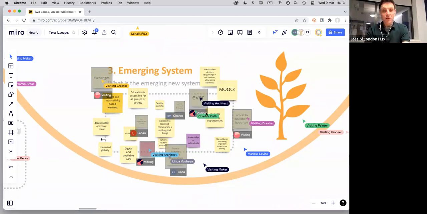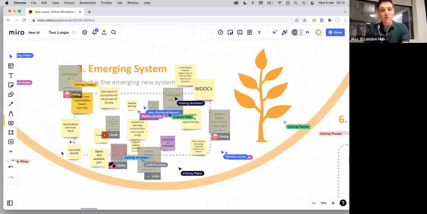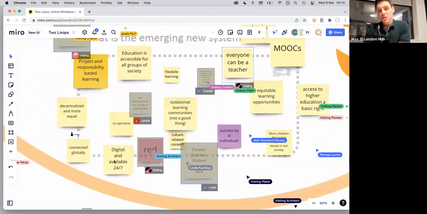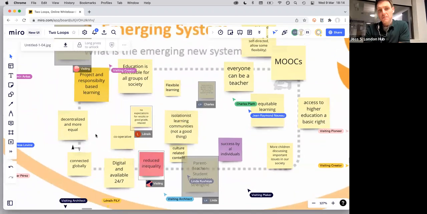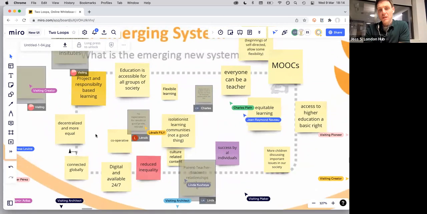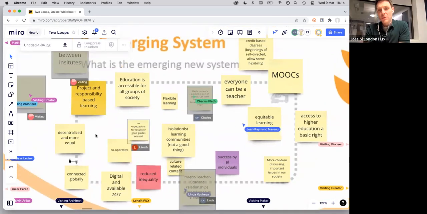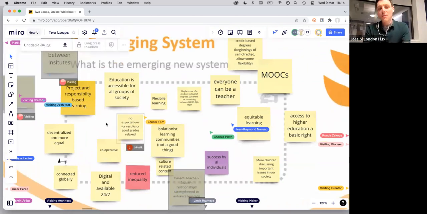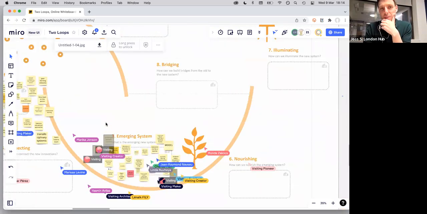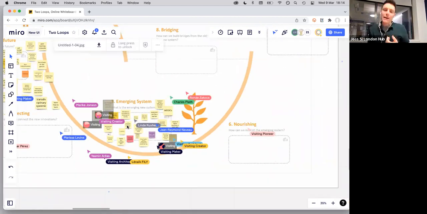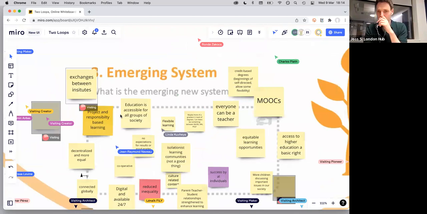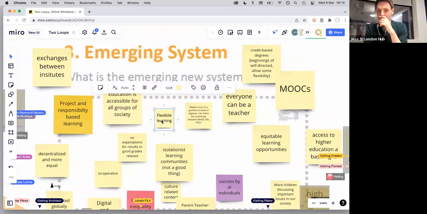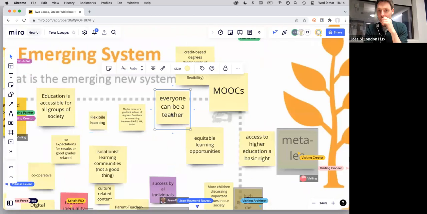Okay, let's take a look at some of these for the sake of time. Digital and available anywhere. Yeah, it would be a kind of pervasive learning that would happen anywhere, anytime, instead of going back to that idea about institutions up here, where learning is what happens at particular times in particular places within some sort of institution. This one would be flexible. Everyone could be a teacher.